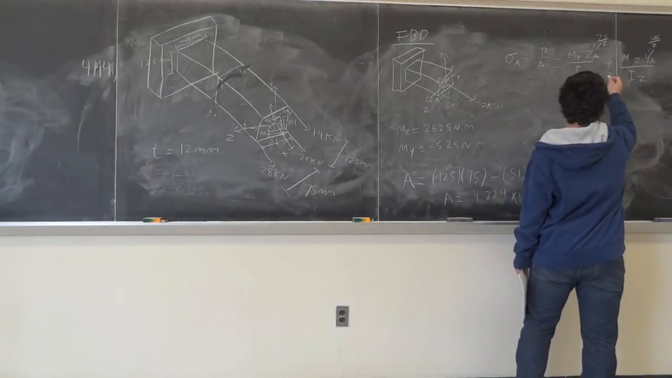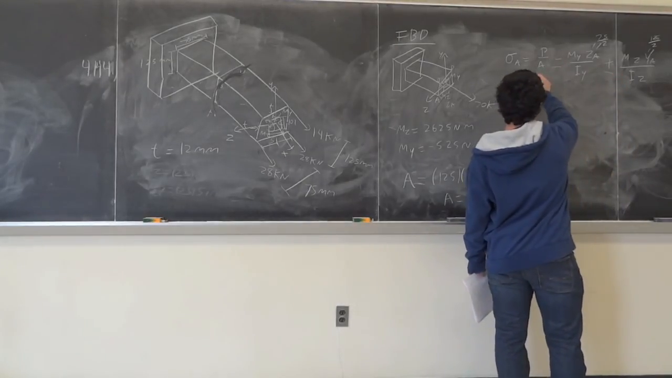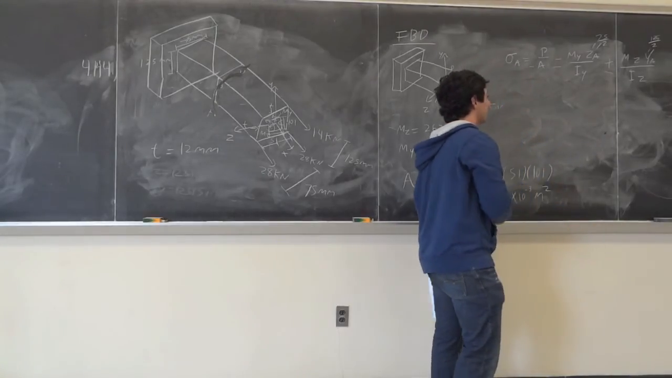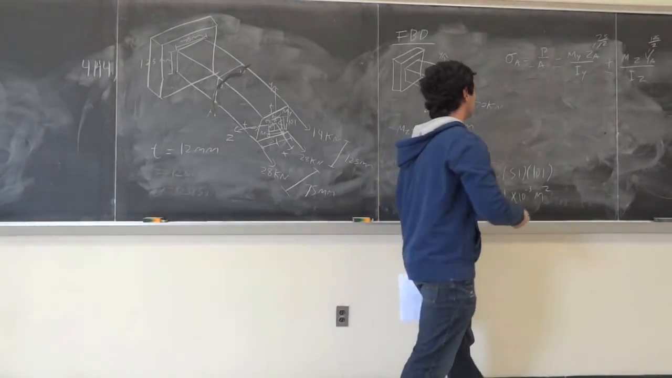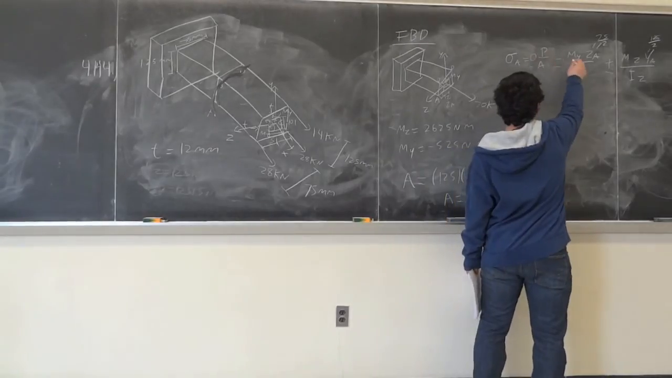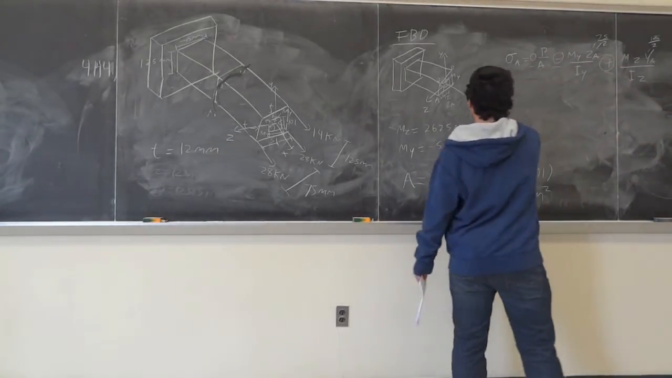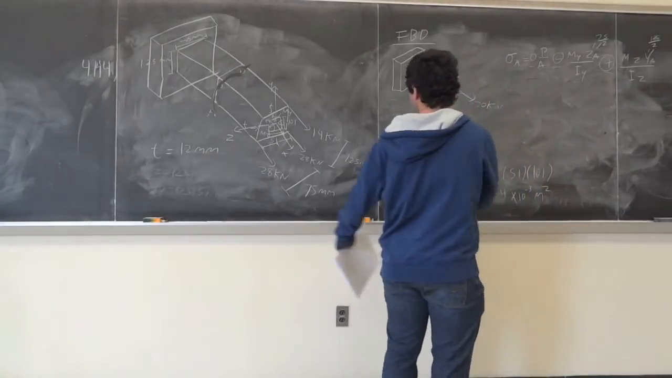Because these signs are either going to kill you or make you on an exam. If you did have this problem on the exam, these signs are important. So you have to know the sign over here, the sign over here, and the sign over here. And you could just get them by looking at the free body diagram or the picture.